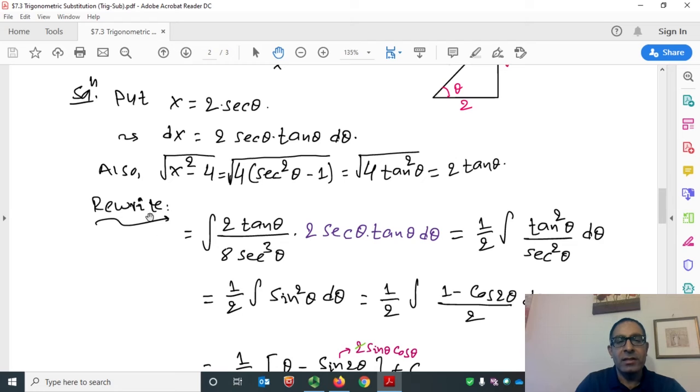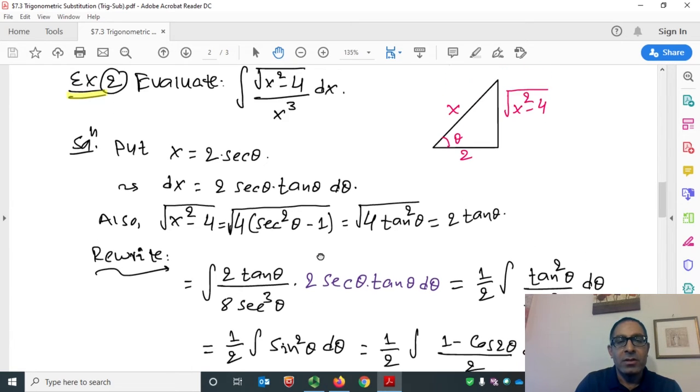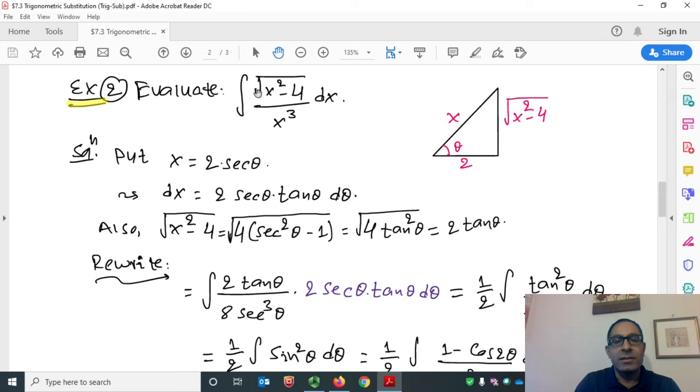Now let's rewrite our x integral in terms of theta. So this is radical x square minus 4, we found 2 tan theta here. And my denominator x cubed is 2 cubed secant cube theta. So 2 cubed is 8 secant cube theta. And dx is 2 secant theta tan theta d theta. Great.